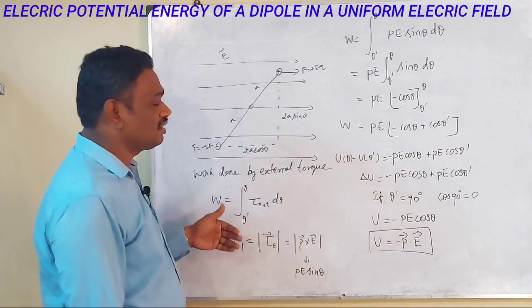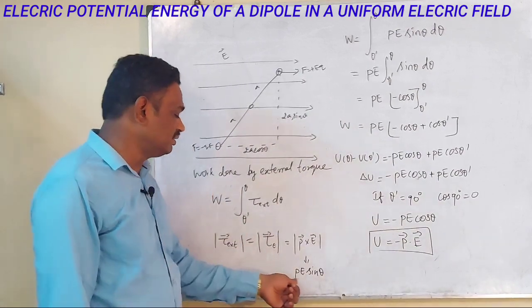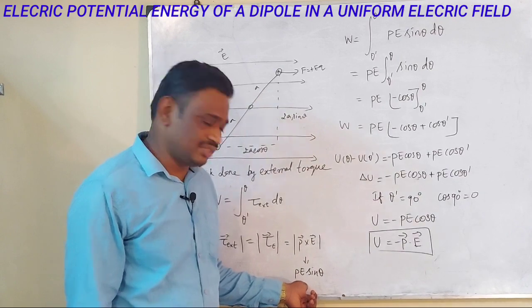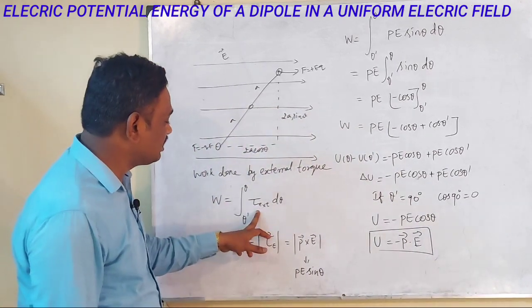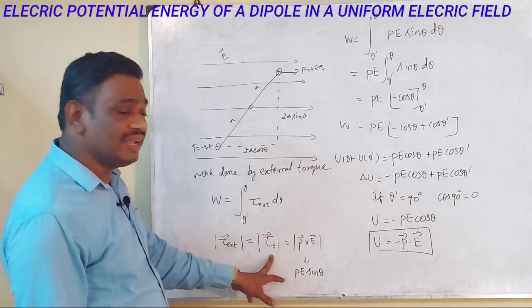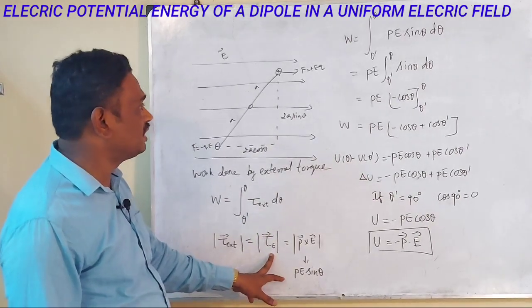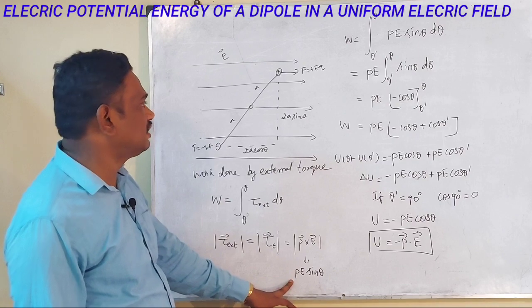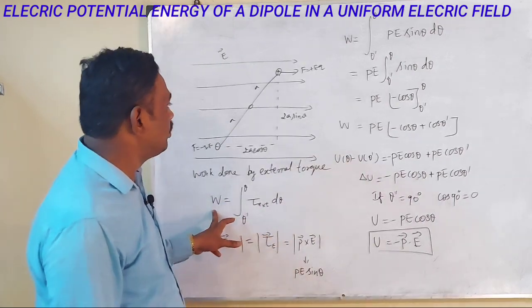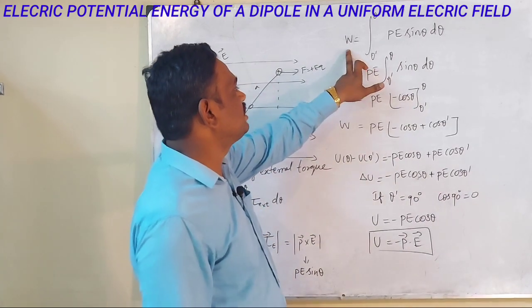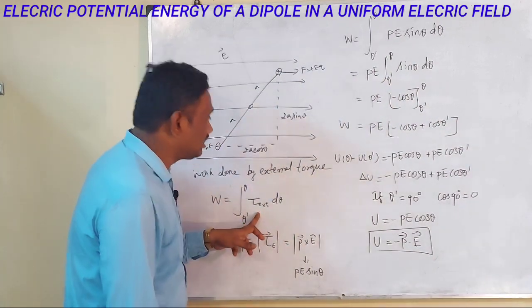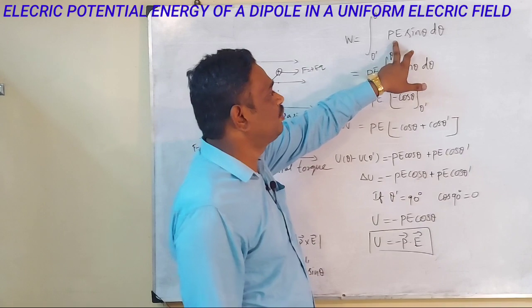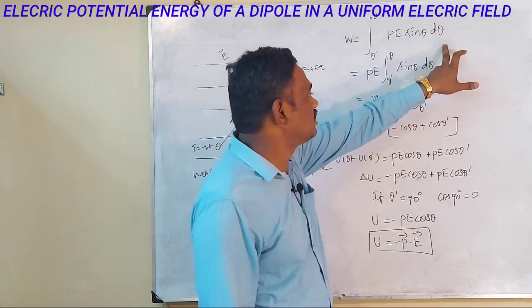So the external torque is equal to the electric torque, that is P sin theta. In this case, instead of external torque, I am going to substitute the electric torque, the torque produced by the electric field, that is P sin theta. So the above equation can be written as W is equal to the integral from theta prime to theta of the electric torque P sin theta d theta.